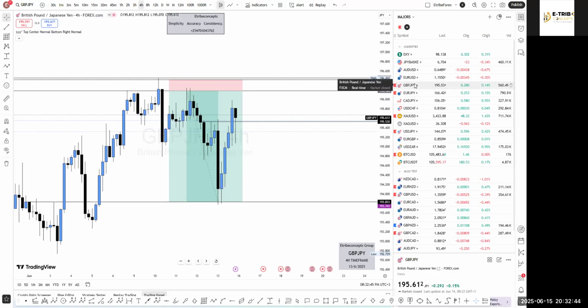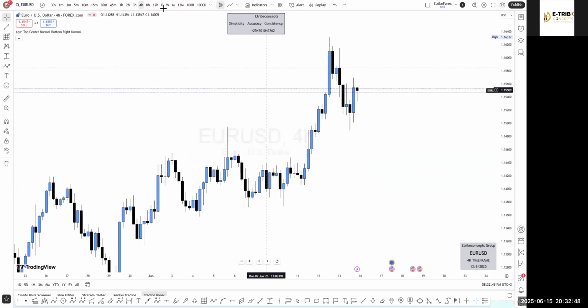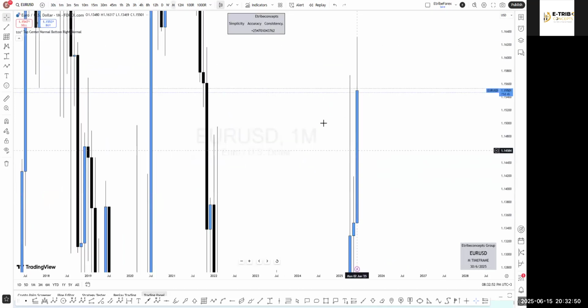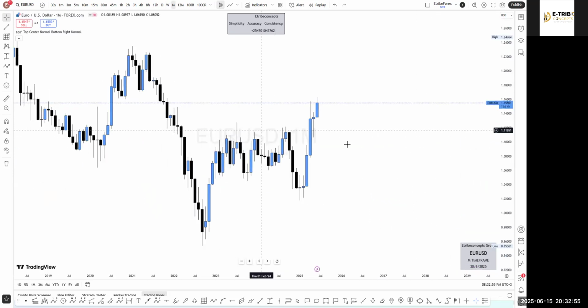As usual, I always check my charts from the monthly perspective, to understand what we have. Now, on the monthly time frame, we have this particular price point.